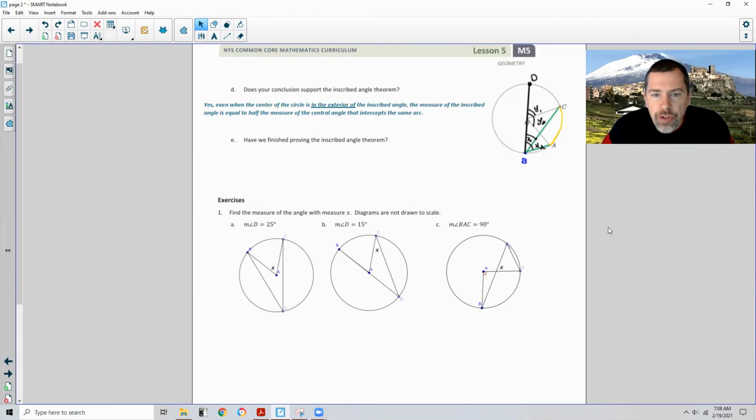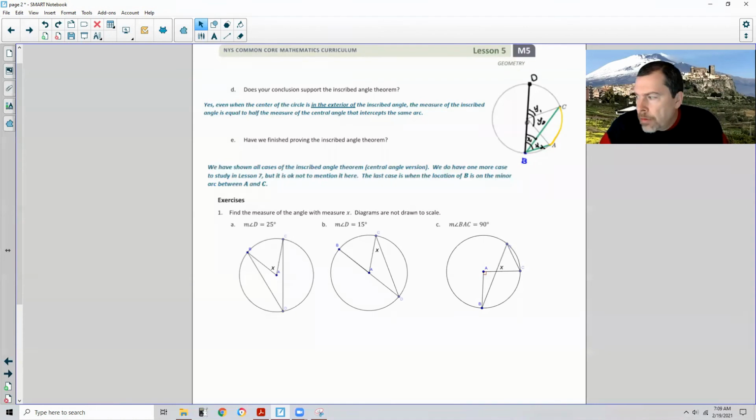E says, have we finished proving the inscribed angle theorem? We have shown all cases of the inscribed angle theorem, central angle version. We do have one more case to study in lesson 7, but it is okay not to mention it here. I'll get to that in 2 lessons. The last case is when the location of B is on the minor arc between A and C.